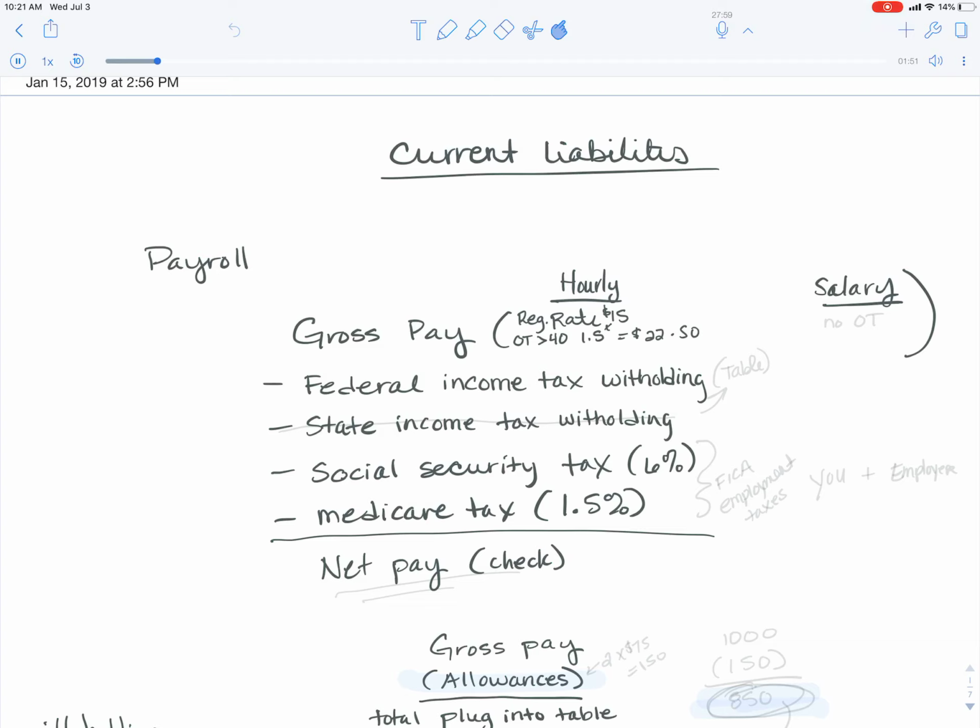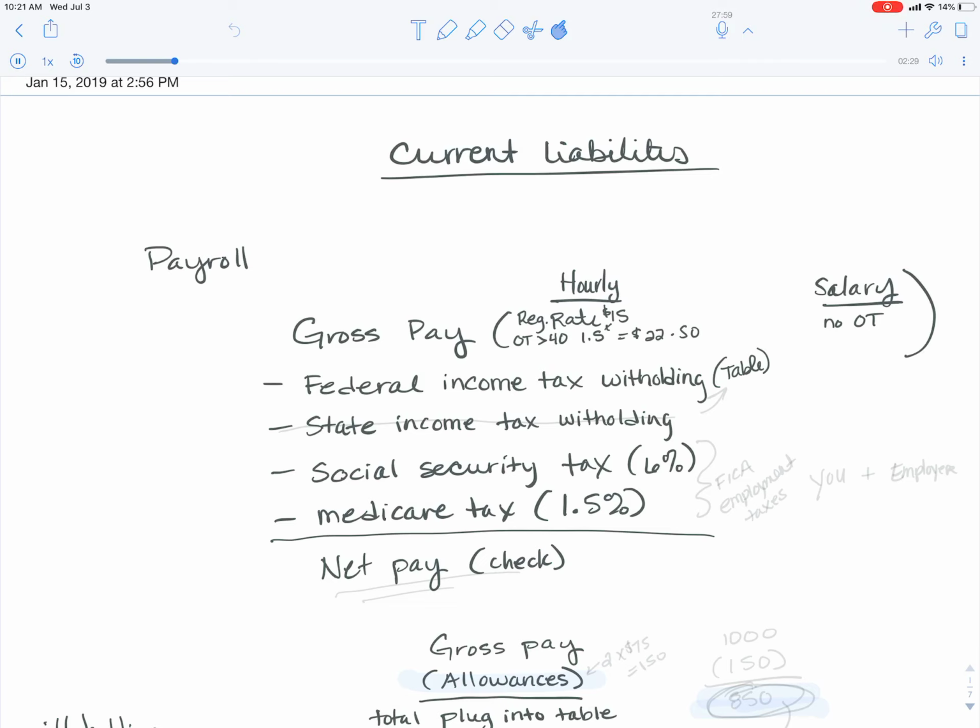So when we are calculating the paycheck for an hourly employee, we need to make sure to only calculate regular rate for the first 40 hours and then use the overtime rate for anything over 40. For salary, there is no overtime, so we won't have to worry about hours worked for salary when we're calculating gross pay. Next, that's going to come out of our paycheck is going to be federal income tax withholding. We're going to calculate this using a withholding table, which I'll show you in a minute.